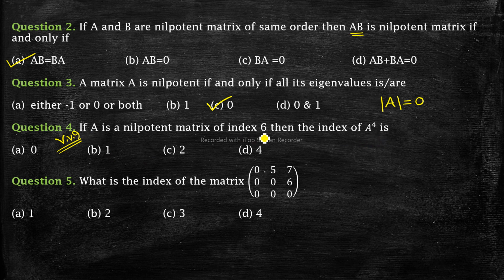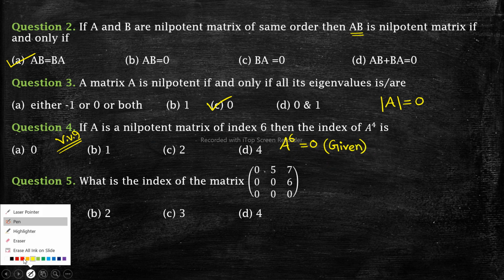It will cross 6, because it is already given that A is a nilpotent matrix of index 6. That means we can write that A to the power 6 is already given as a null matrix. It is given, but we have to find out for A to the power 4. That means we have to see how many times we have to multiply A to the power 4.